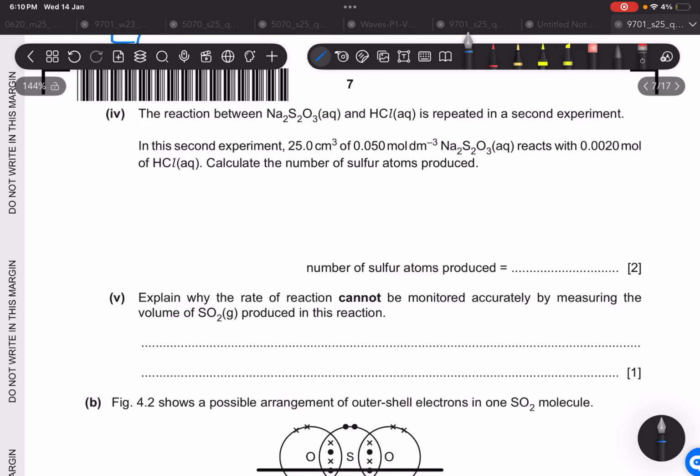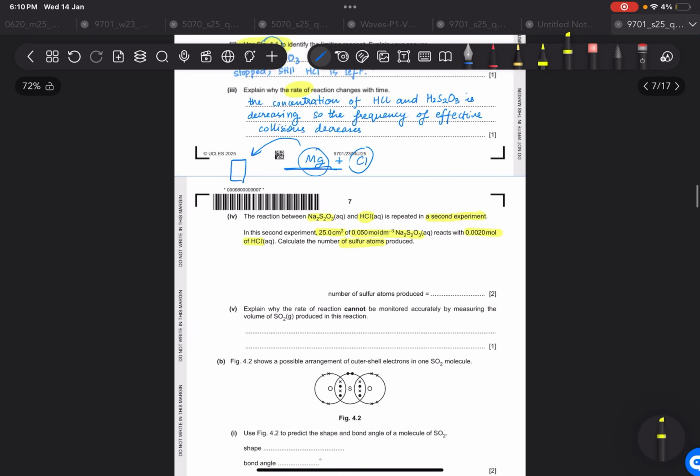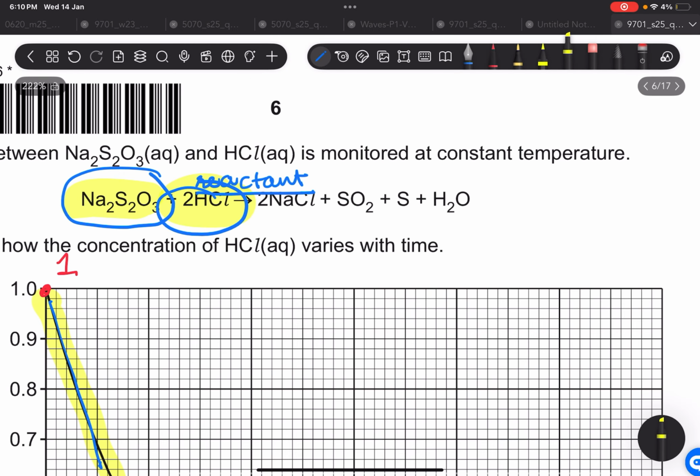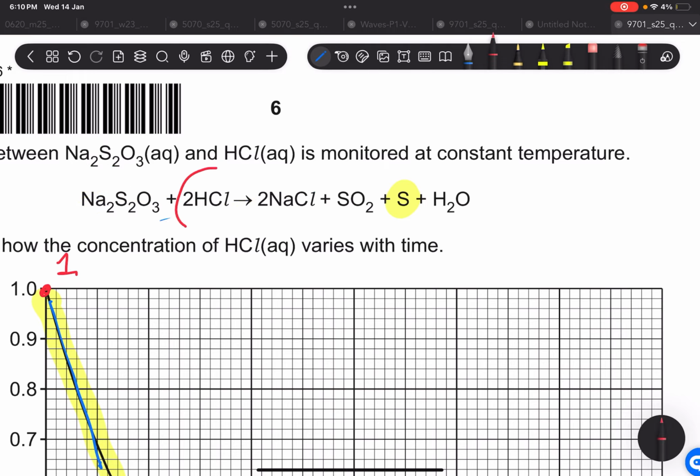The reaction between Na2S2O3 and HCl is repeated in a second experiment. In the second experiment, this volume of this concentration reacts with this volume of HCl. Calculate the number of sulfur atoms produced. To calculate the number of sulfur atoms produced, first you have to look at the equation. This is sulfur. The simple ratio you need to do is, since you know that your HCl is in excess, you don't need to calculate its volume or moles or anything. You just have to see 1:1.